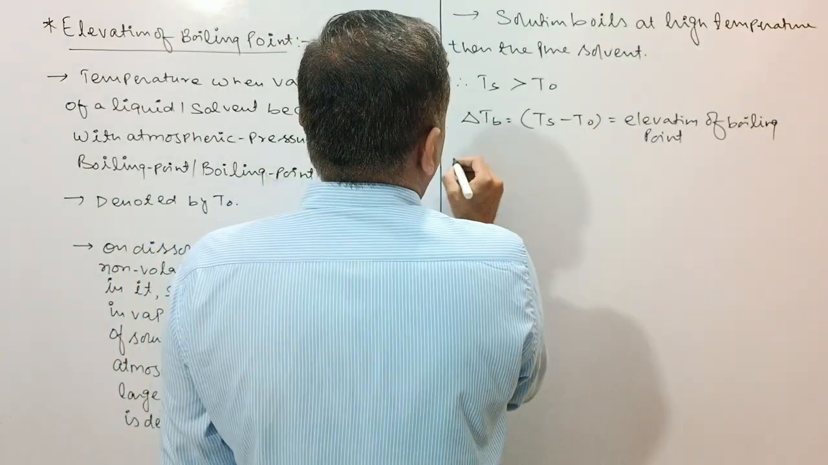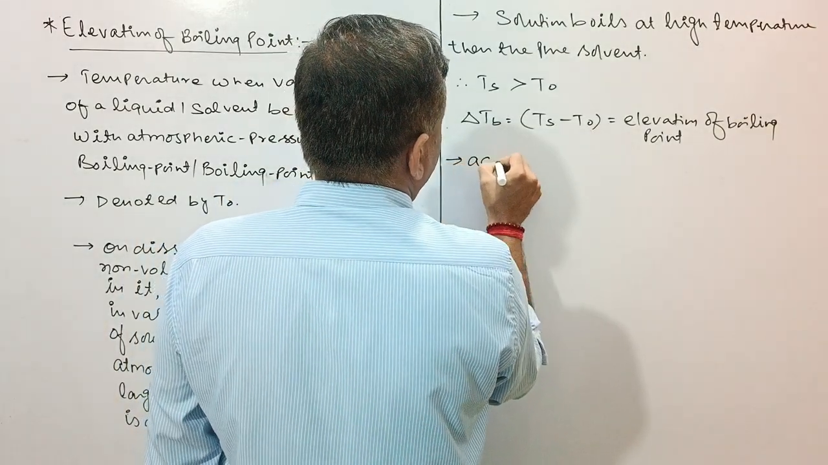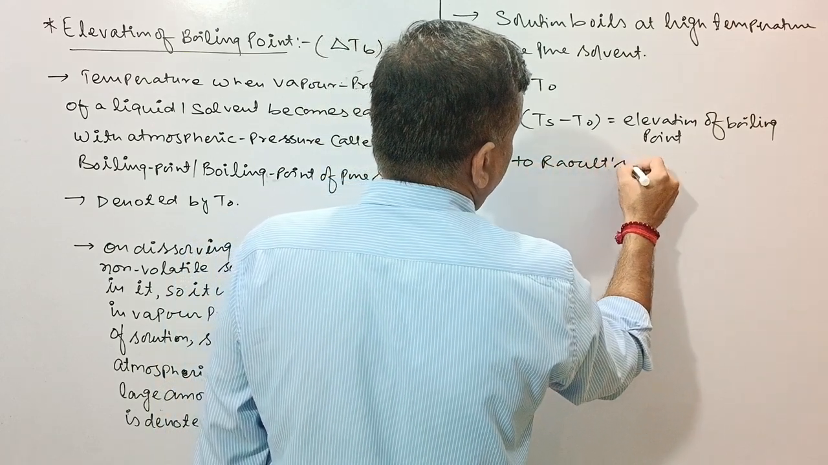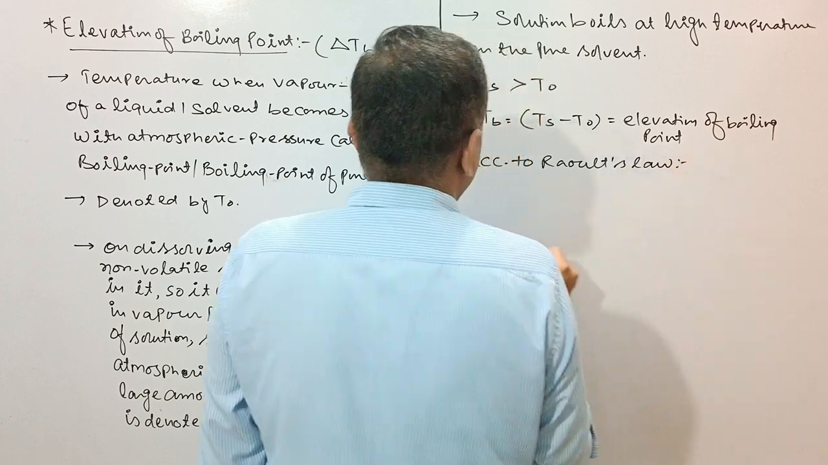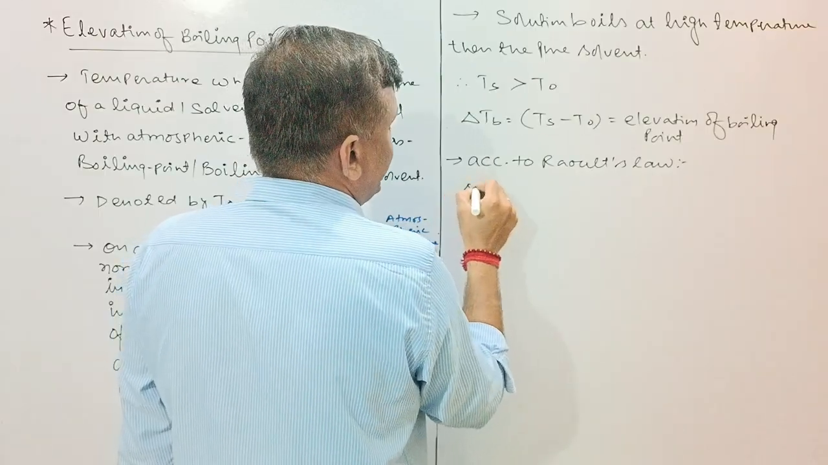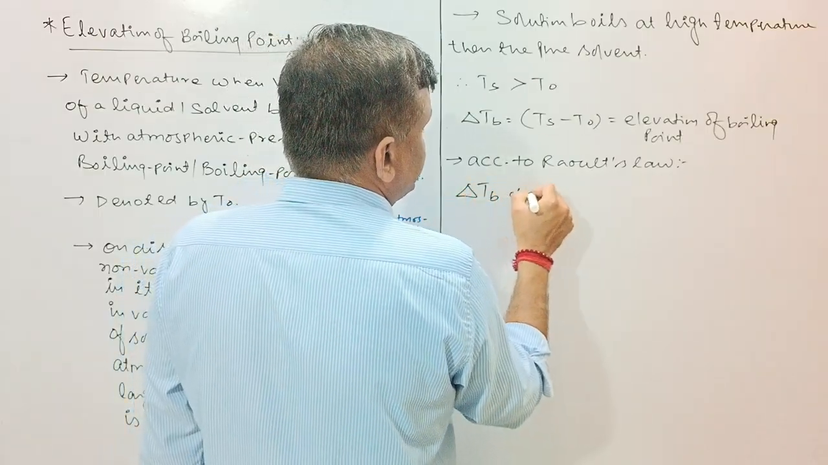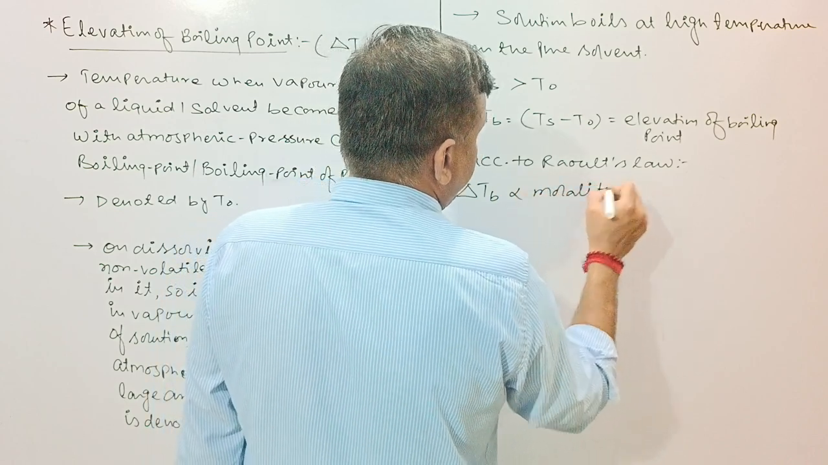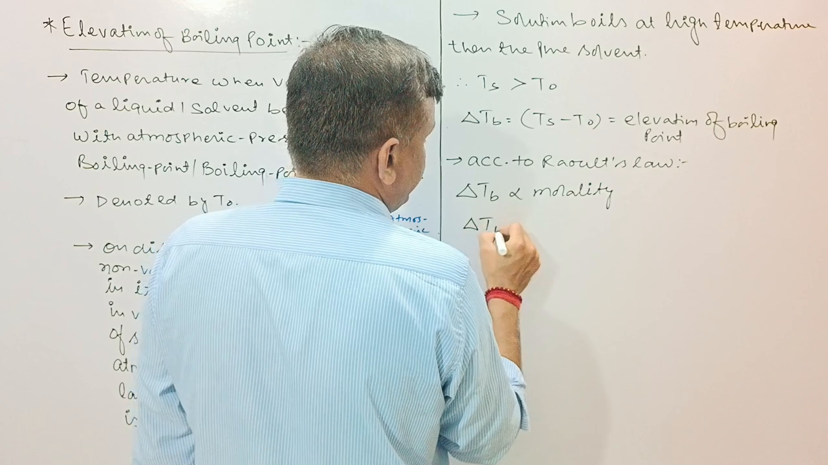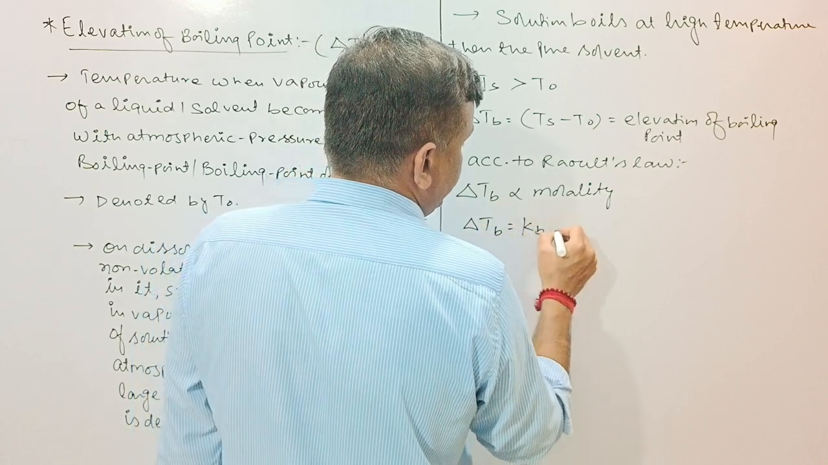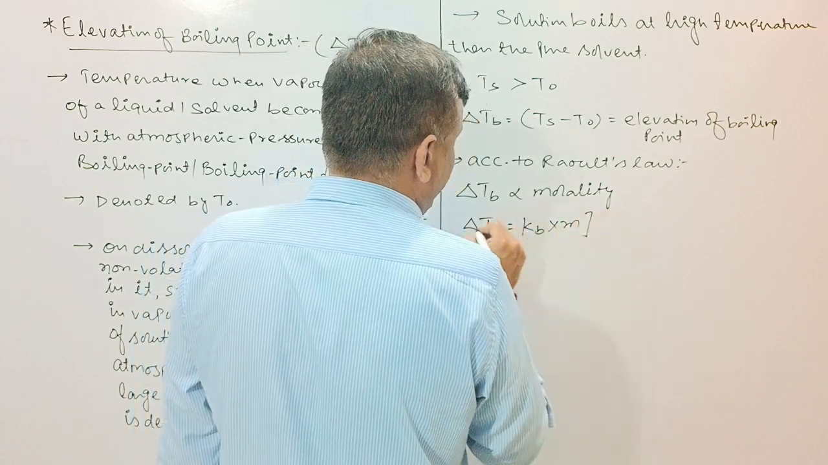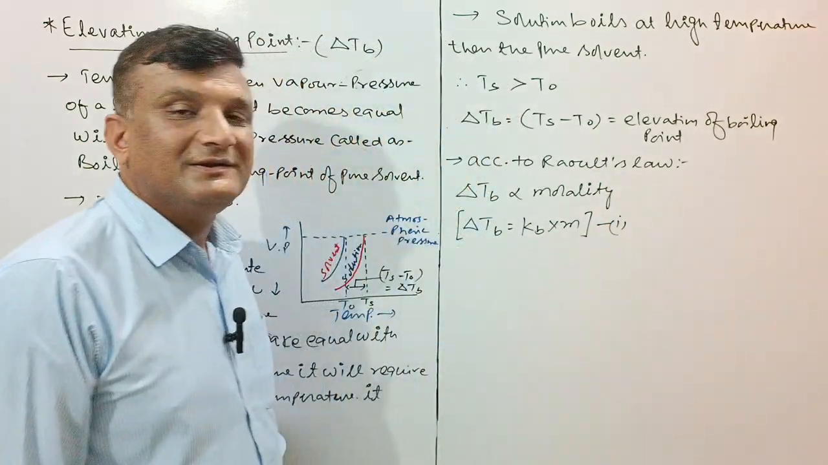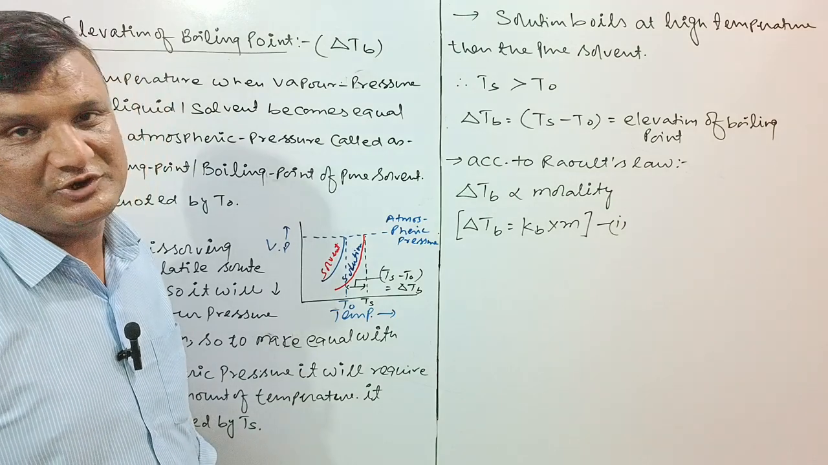Now the time to discuss Raoult's law. According to Raoult's law, it's a colligative property. So delta TB is directly proportional to the molality. So delta TB is equal to KB into m, molality is denoted by m, and this is the first formula on which particular numericals are asked.